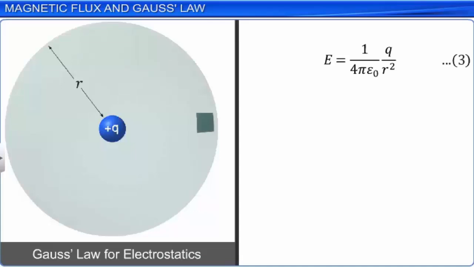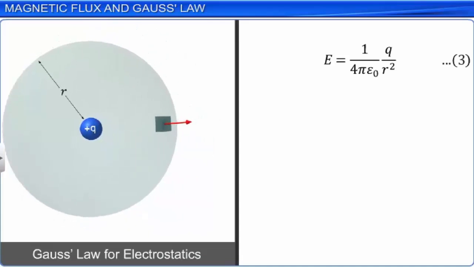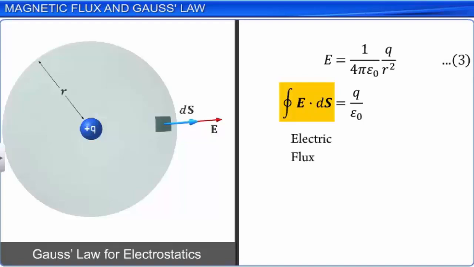Gauss law for electrostatics states that the electric flux passing through a closed surface is equal to 1 by epsilon naught times the total charge enclosed by the closed surface. That is, integral over the closed surface E dot ds is equal to Q by epsilon naught. Here, integral over the closed surface E dot ds is the electric flux, and Q is the total charge enclosed by the closed surface. Let this be equation 4.